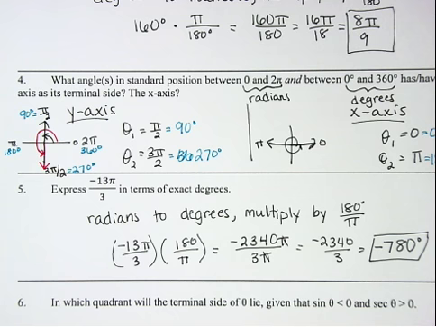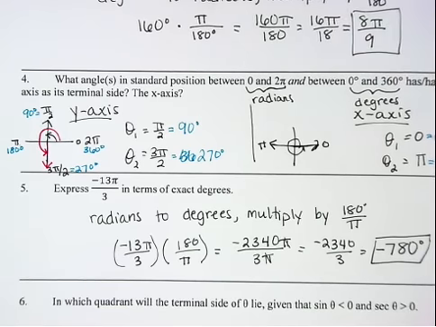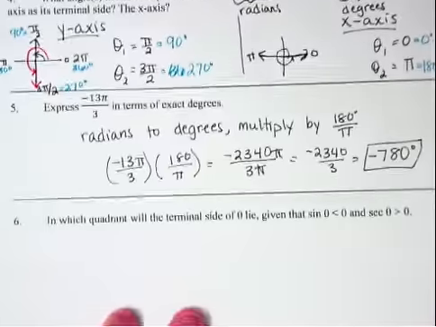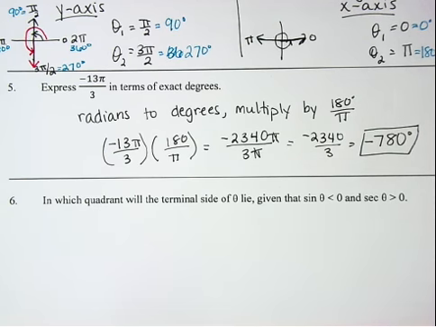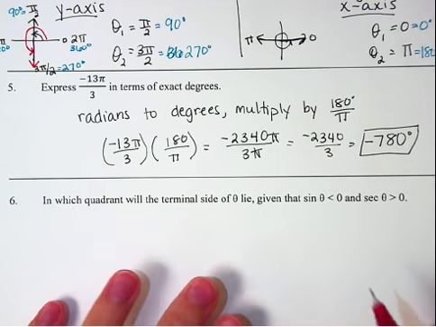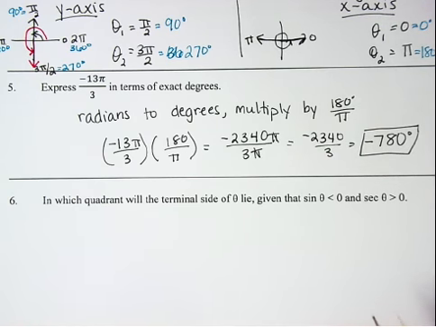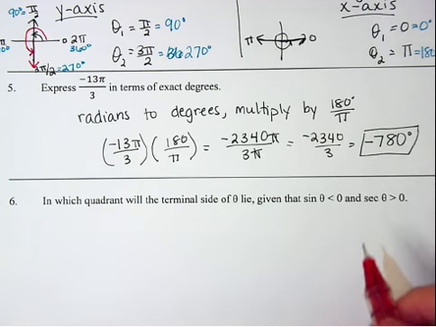So this problem was just testing your knowledge of, do you know how to get to degrees from radians? And number 3 was testing your knowledge of, do you know how to get to radians from degrees? Question number 6 is testing your knowledge on where the trig functions are positive and negative. So we haven't necessarily dealt with this terminology too much, but I've spoken about it and I've said it in class.